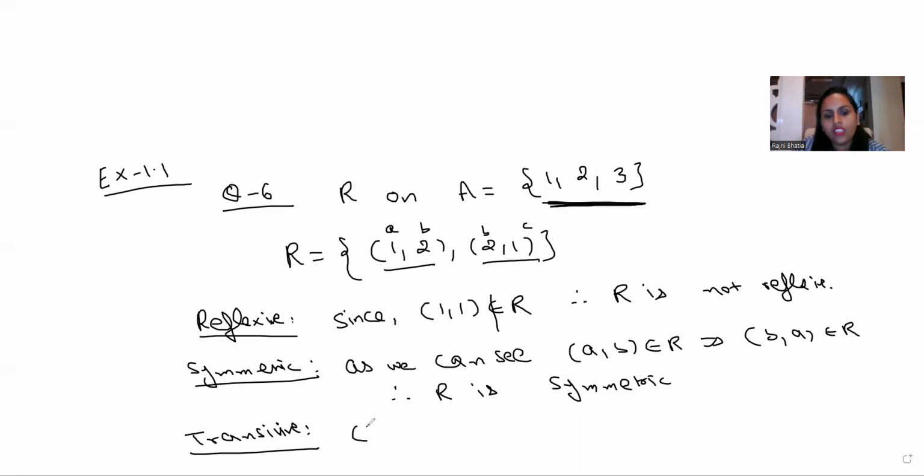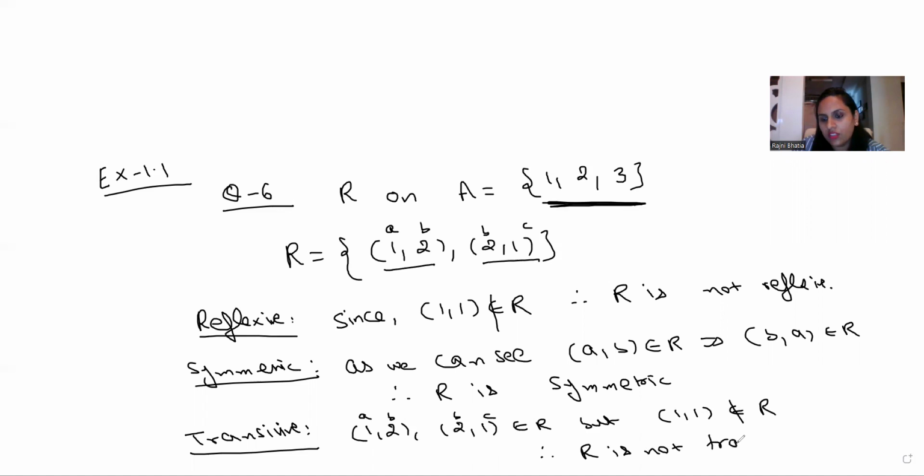So how we are going to write? We will write (1, 2), (2, 1) belongs to R, but (1, 1) does not belong to R. So this is (a, b), (b, c). They belong to R, but (a, c), which is (1, 1), does not belong to R. Therefore, the relation R is not transitive.